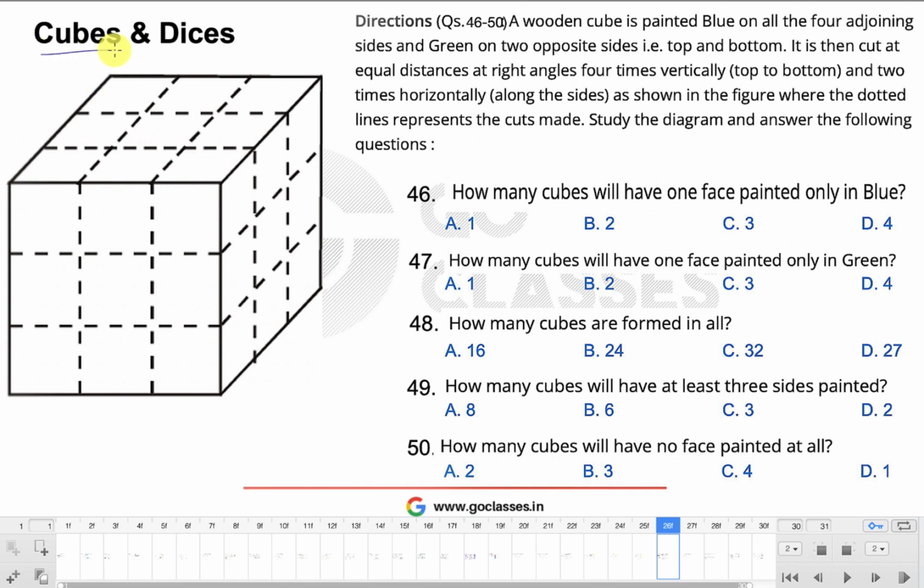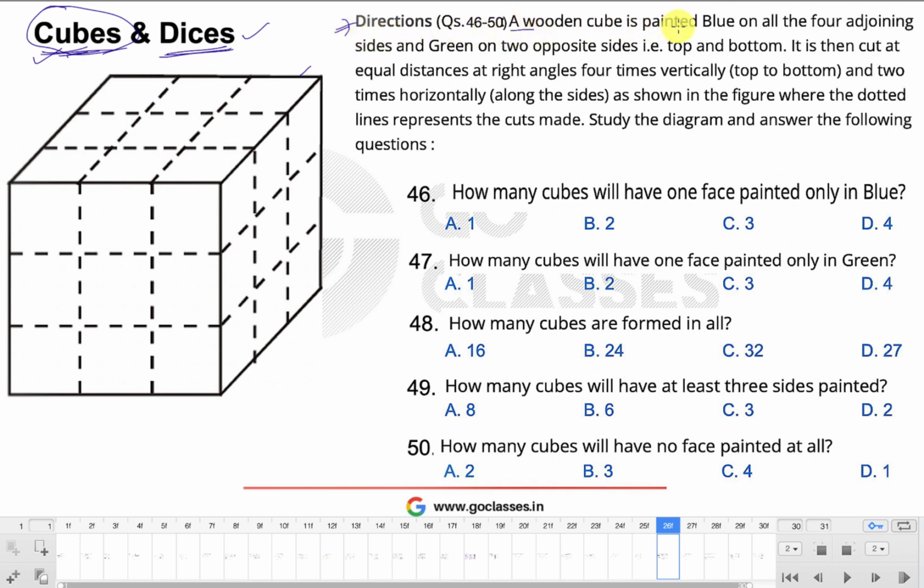Cubes and dices. Cube is just a 3D version of a square. Like your room is in the form of cuboid. If all the sides of your room are equal, then it will become a cube. Okay. And dice is also a cube with some number printed on it. We will understand this by this question.